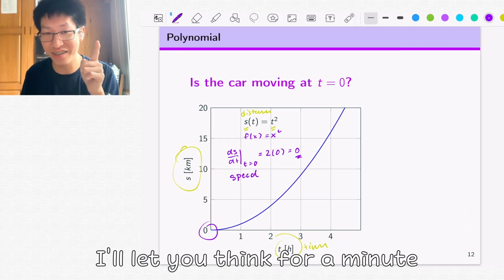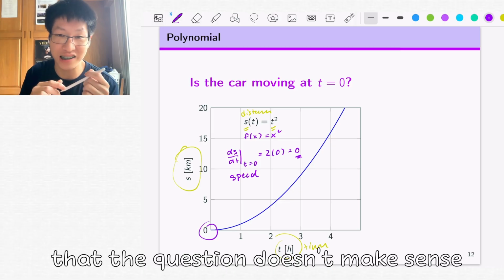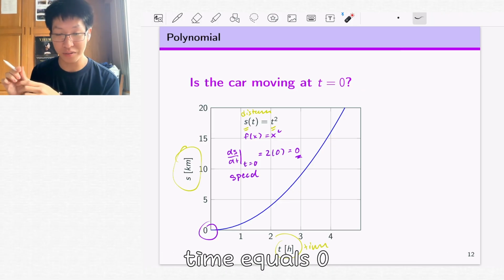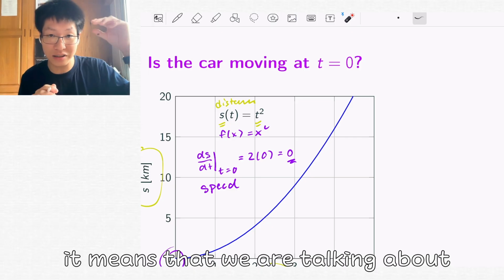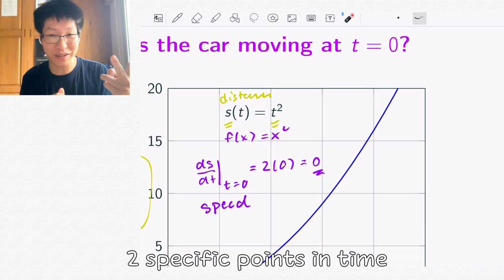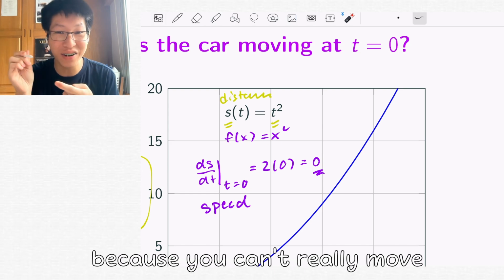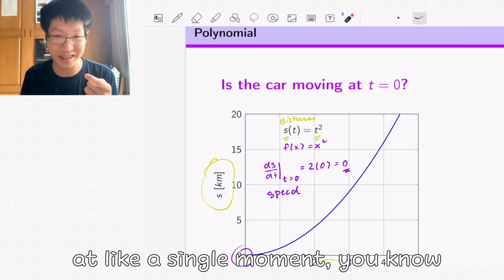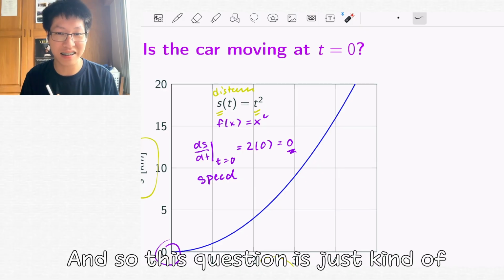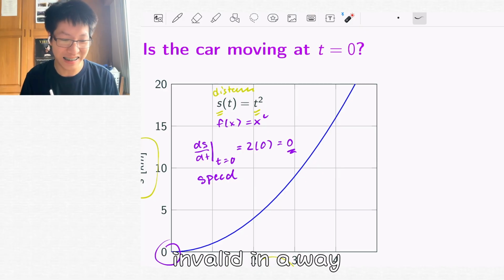I'll let you think for a minute. A few moments later. The answer is that the question doesn't make sense, because when we talk about time equals 0, it means that we are talking about a specific time, right? But moving means that we have two specific points in time, because you can't really move at a single moment. You have to have two instants in time. And so this question is kind of invalid in a way.